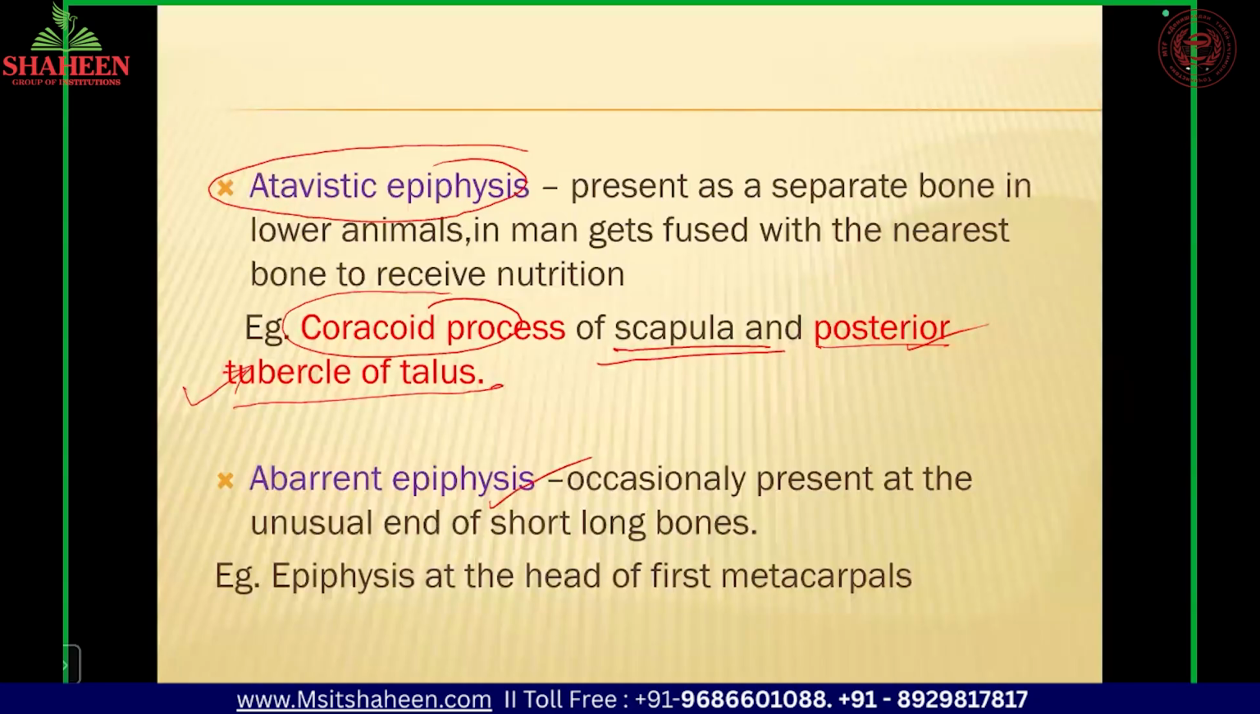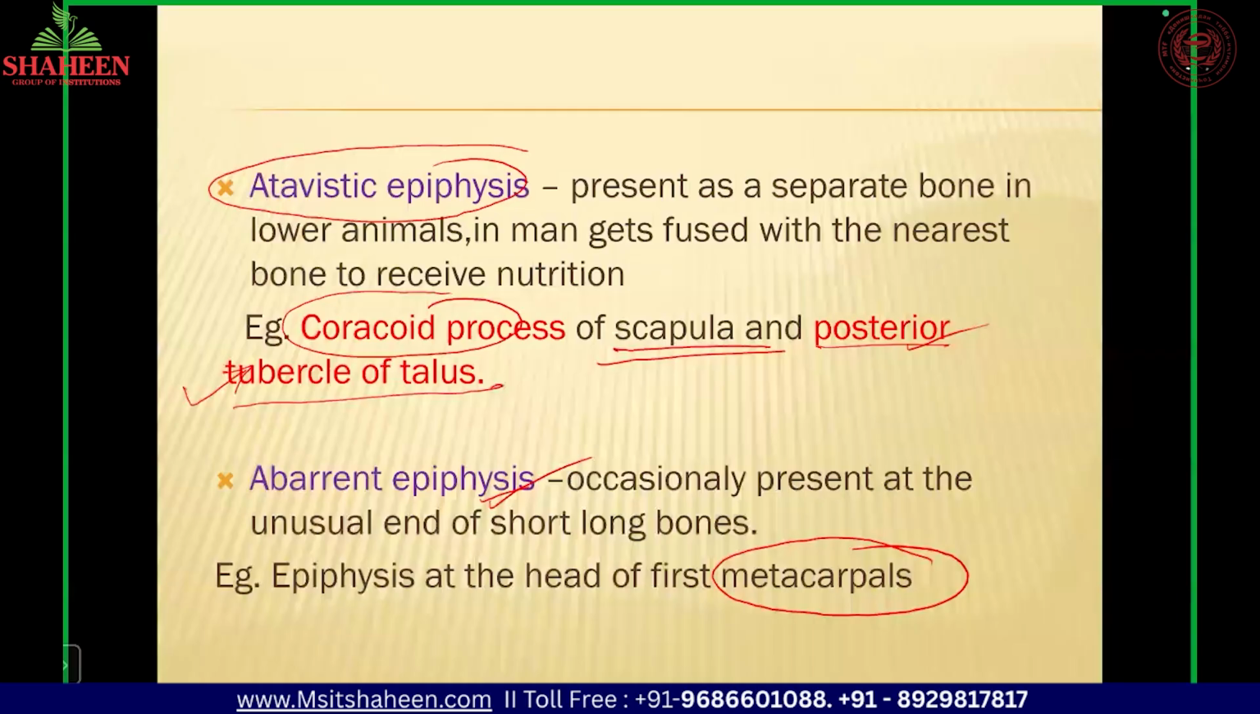Okay. Next is aberrant epiphysis. It is occasionally present at the unusual end of the short, long bones. That is epiphysis at the head of the first metacarpal. We know that the metacarpals are examples for the short, long bones. So the epiphysis seen at the head of the first metacarpus can be considered as aberrant epiphysis. The commonly asked questions will be the pressure epiphysis, traction epiphysis, and atavistic epiphysis. In that, the atavistic epiphysis is a very important question.